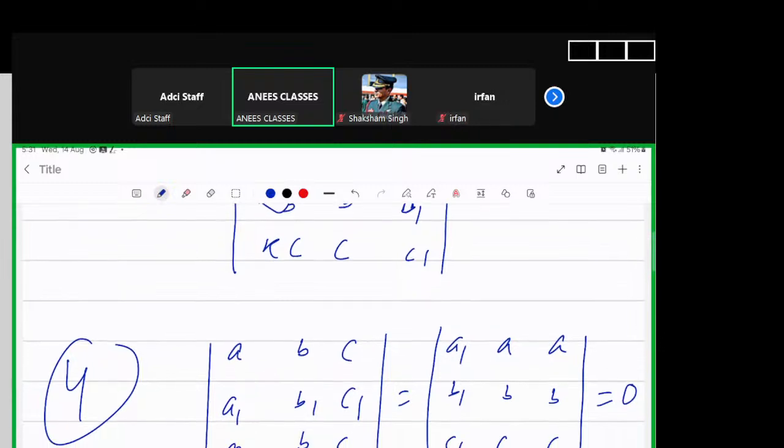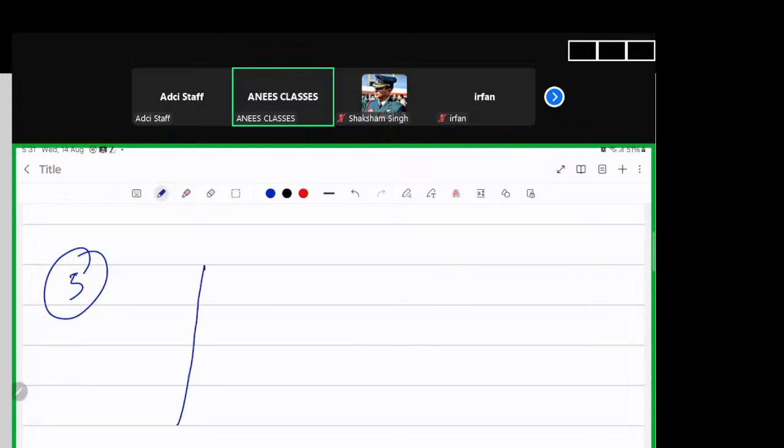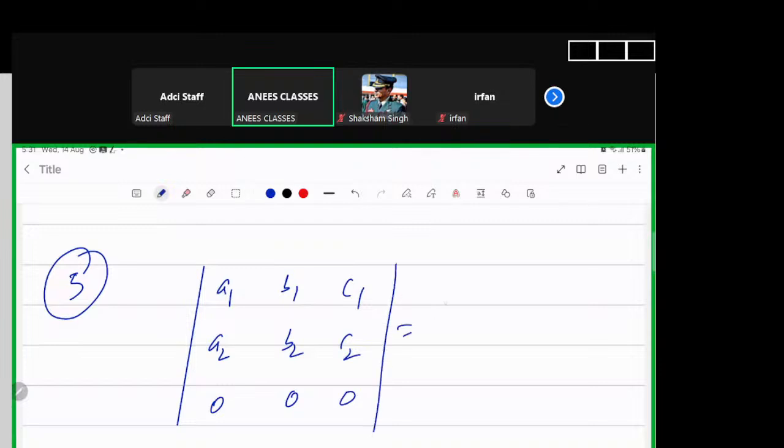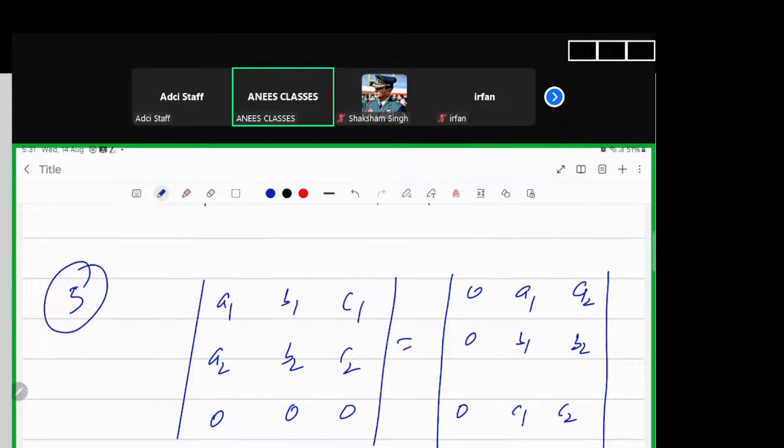Achha? Yes, sir. Now the fifth: if any row or any column is 0, then the value of the determinant will be 0. Suppose A1, B1, C1, A2, B2, C2, 0, 0, 0, or 0, 0, 0, A1, B1, C1, A2, B2, C2, you will get 0. Understood? Yes, sir.